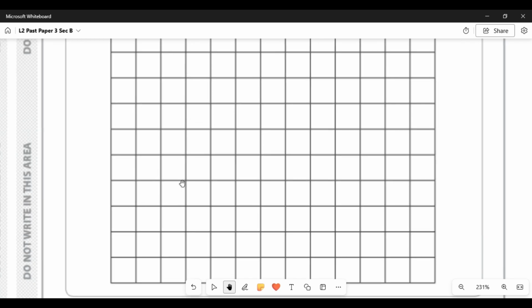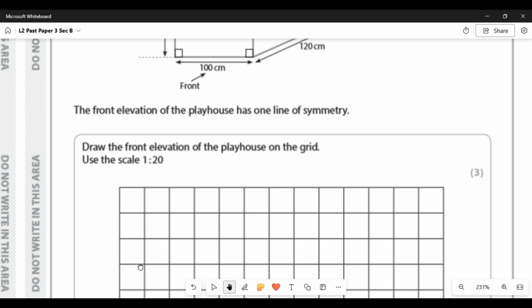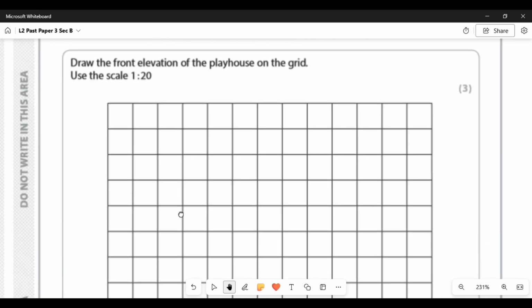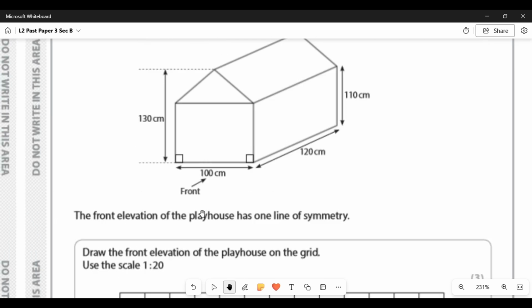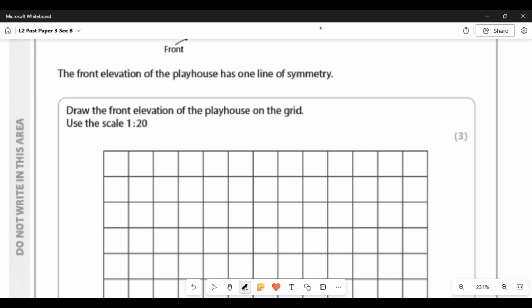Wow. Okay. So obviously on the grid we have to draw just the front elevation, which is that bit there. So it'll be a rectangle and a triangle on top of it. So this scale, let me just have a look at this scale, 1 to 20.